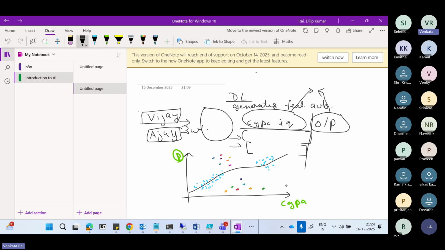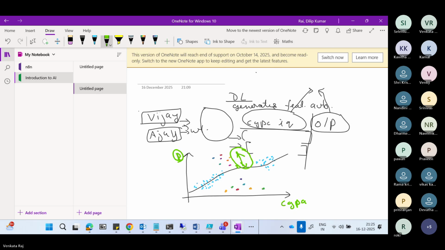If a new CGPA comes in, it will check whether that new CGPA is following this pattern or not, following this graph, and how far it is from this graph. If it is too far, that means that person will not get placed. It will give a probability kind of output. Okay, got a bit of clarity on this.